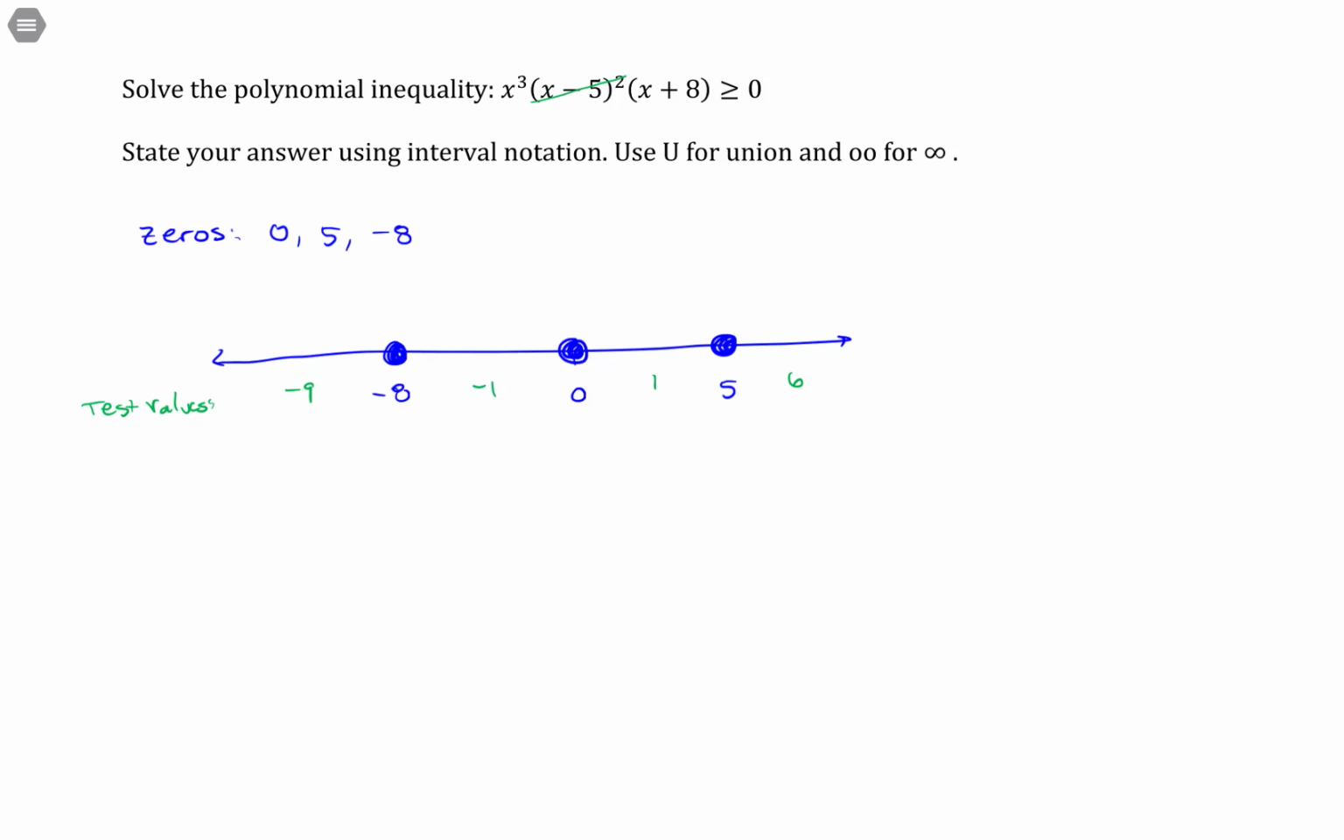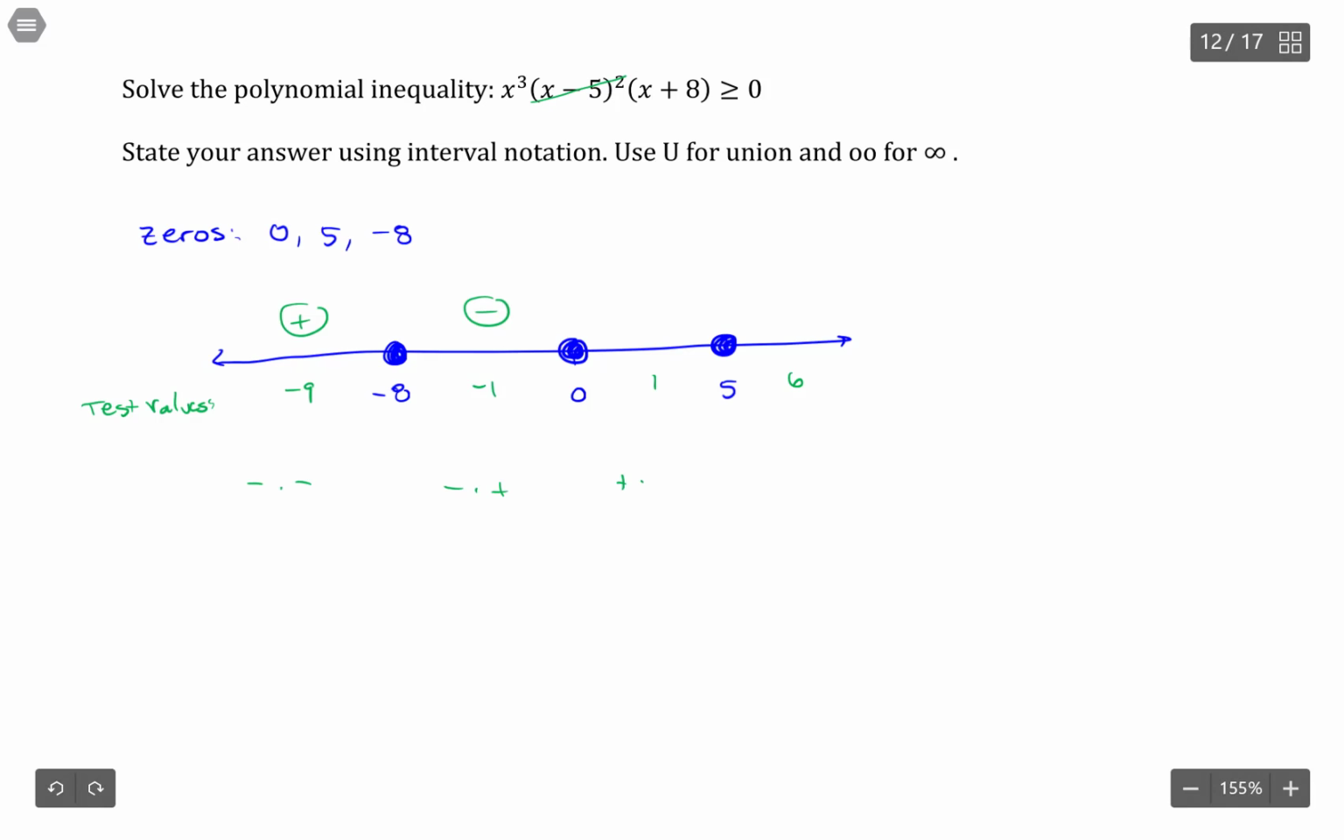So negative 9 cubed, it doesn't really matter what the value is. It's just that negative 9 cubed would be a negative number. Similarly, negative 9 plus 8 is a negative value. So the result of two negatives multiplied together would be positive. Negative 1 cubed is a negative value. Negative 1 plus 8 is a positive value. So everything on this interval would be negative.